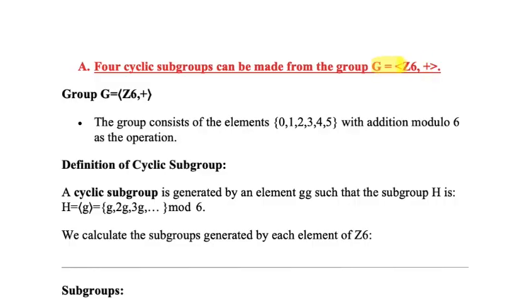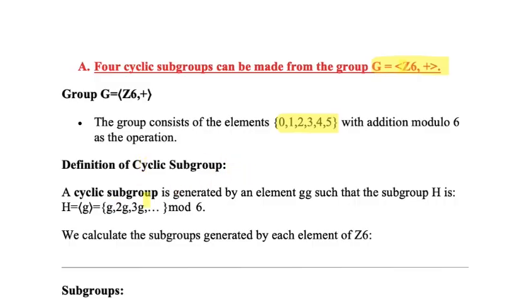So this is the meaning. The group has 6 elements and we are going to perform additions. The group consists of the elements 0, 1, 2, 3, 4 and 5, so we have 6 elements. Here we are going to perform modulo 6 as the operation. Now we are going to create a cyclic subgroup.